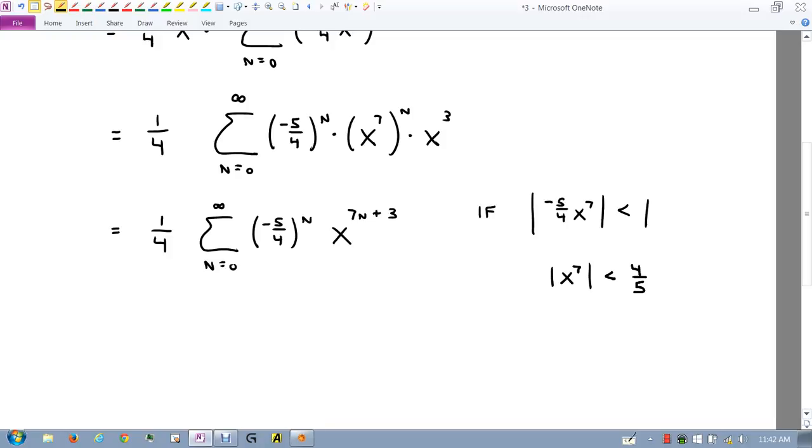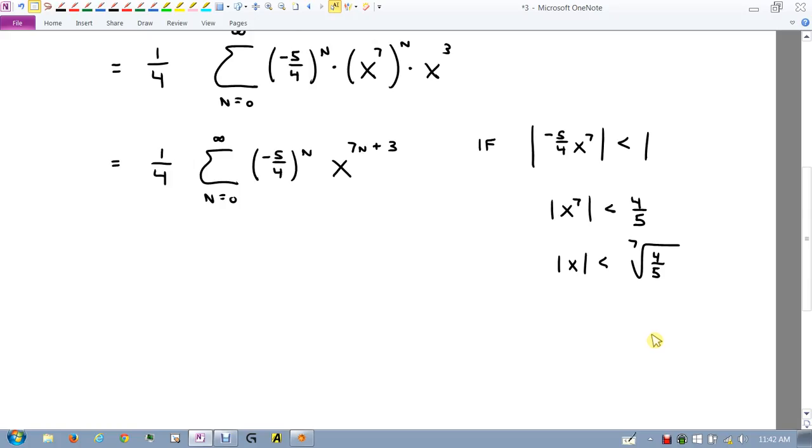And how can you get rid of the 7th power? 7th root. The absolute value of x must be less than the 7th root of 4/5. And so your interval is going to be positive that and negative that. Don't include the endpoints. So the interval of convergence is here. The answer is here.